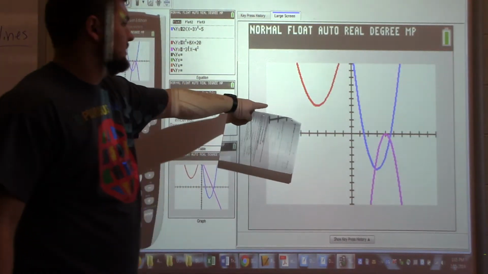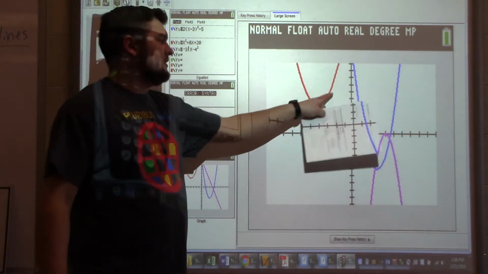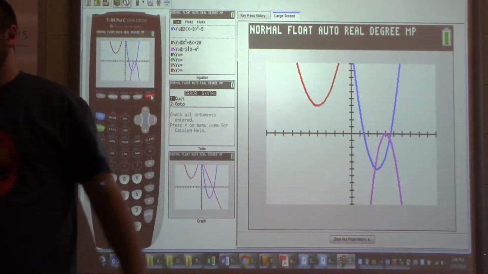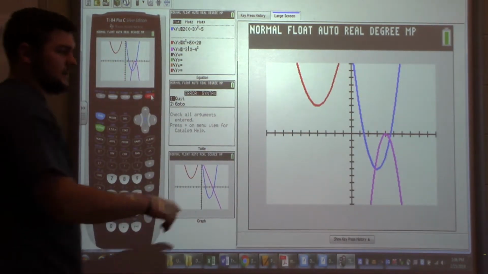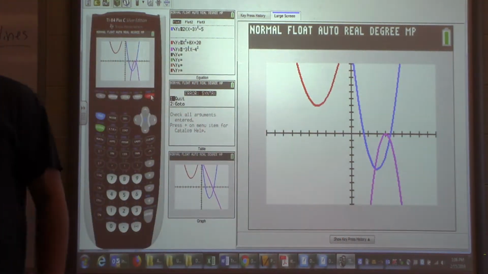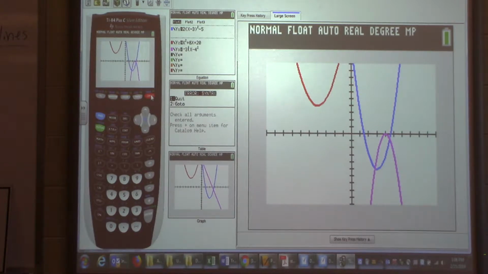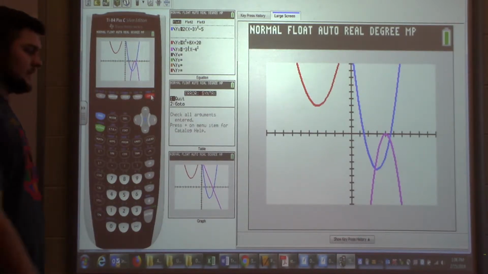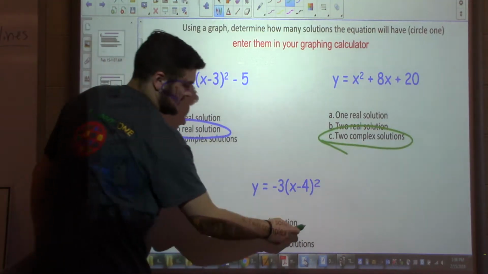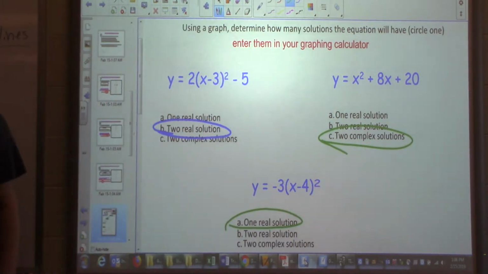So if you look, our second equation never touched. What does that mean? Too complex. And our last one only touches at the vertex, so only one real solution. Alright? Any questions on that? No. Too complex, one real. Sweet. We're killing it. No questions? Let's keep the ball rolling.